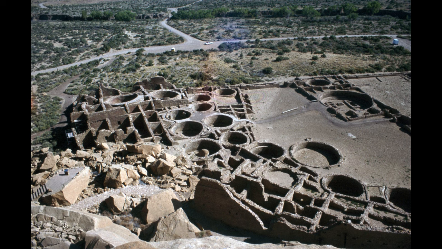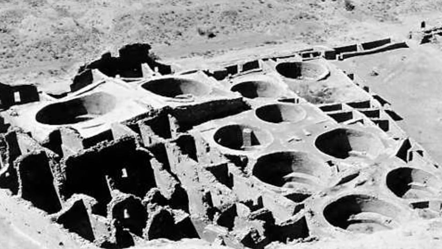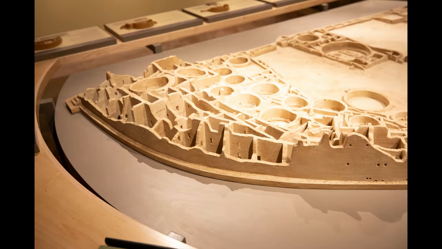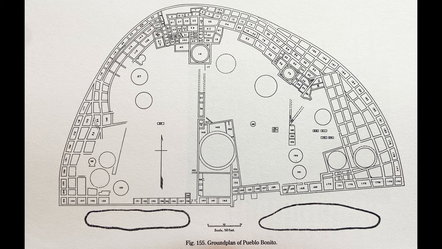Of course, Threatening Rock fell down on Bonito and took part of it out. To get that into the model, the idea was to make the model look like it did in 1940 before it fell. Threatening Rock fell in 1941. So we had to get that portion of it back in. We had Pepper's map, which is actually really accurate, and also Judd's map of Bonito. In that section, they're reasonably accurate.